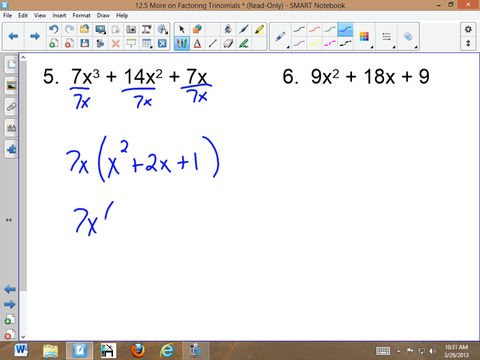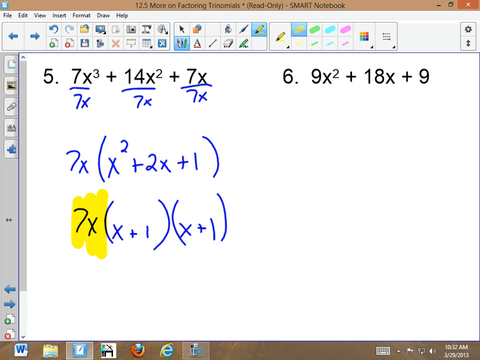7x times x plus 1, x plus 1. 1 times 1 is 1. 1 plus 1 is 2. That's your answer. Do you have to put the 7x in front, like at the second one? This one right here? Yes. This 7 right here has to be in front of that binomial or it is wrong.